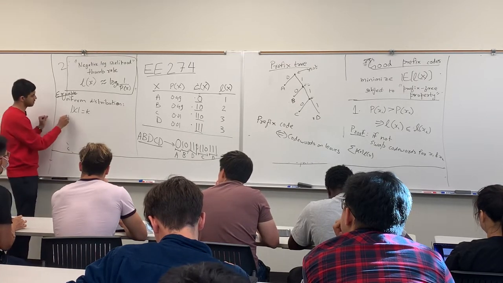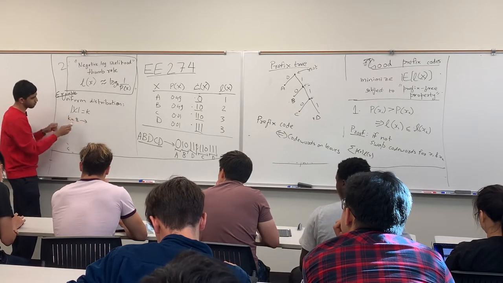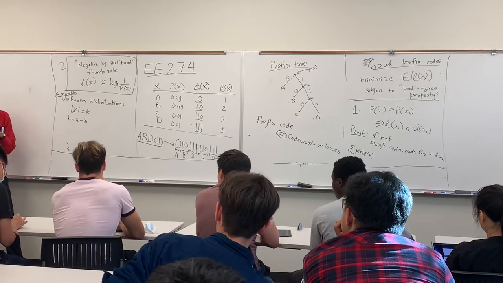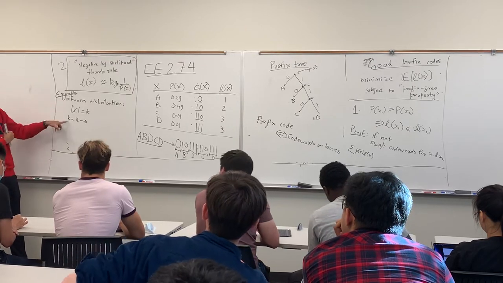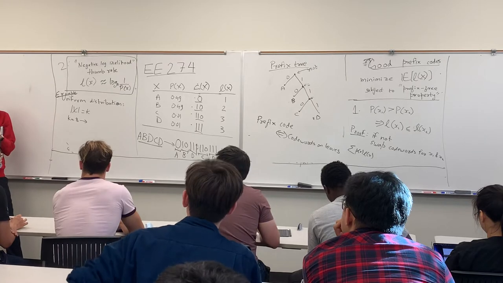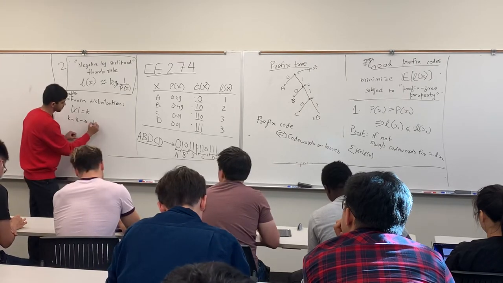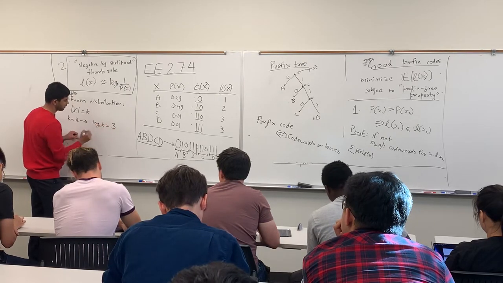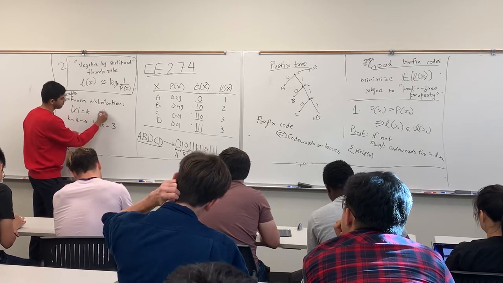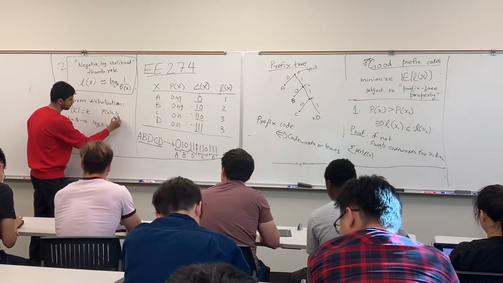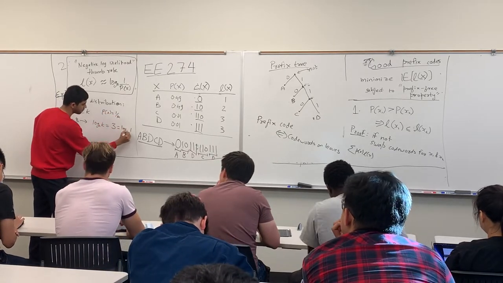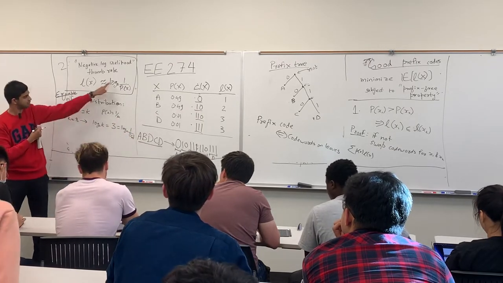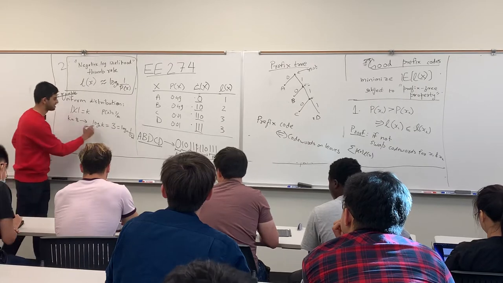So let's say k is 8. What would be the code length for a fixed length code? How many bits per symbol should I be using for a uniform distribution on 8 symbols? Right, so log k, which is 3. Recall that here p of x is actually 1 over k, so this is also log 1 over 1 over k. So the thumb rule matches. Good.